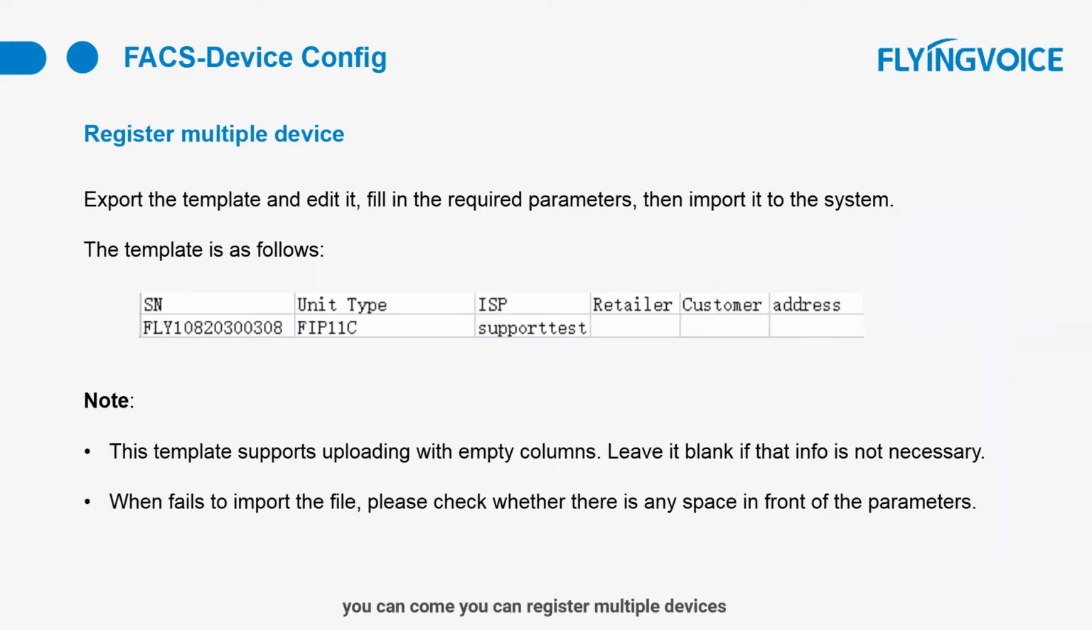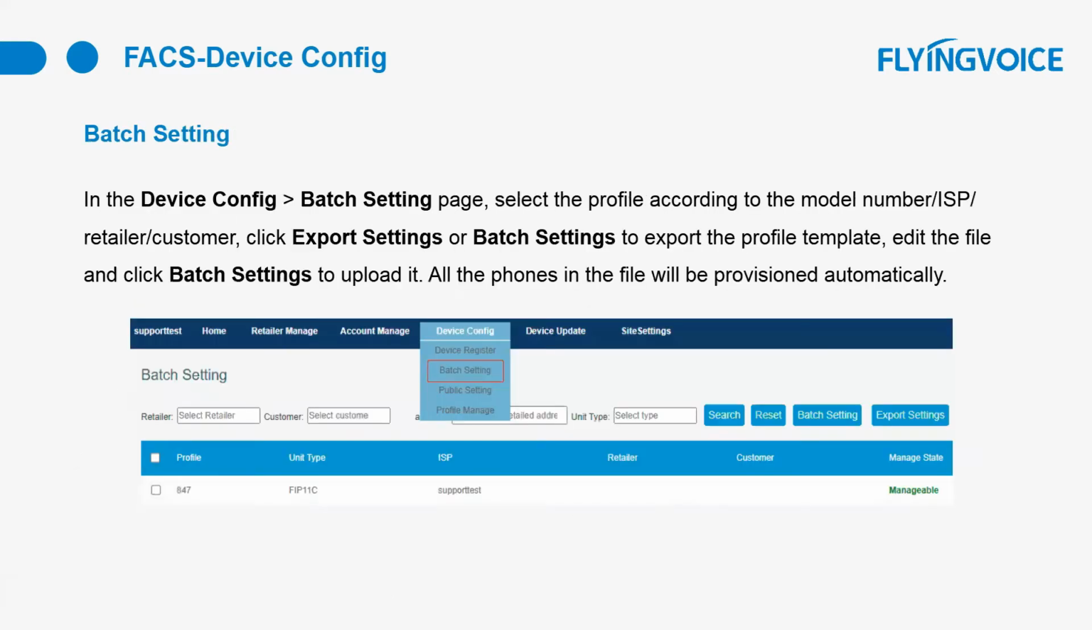And for the device config, you can register multiple devices, export the template and edit it, fill in the required parameters, then import it to the system. The template is as follows, and you can download it on this page. And there are some notes. This template supports uploading with empty columns. Leave it blank if that info is not necessary. When it fails to import the file, please check whether there is any space in front of the parameters.